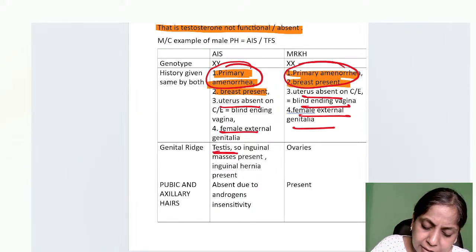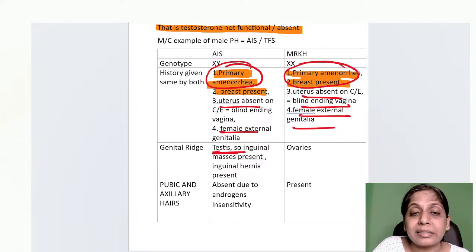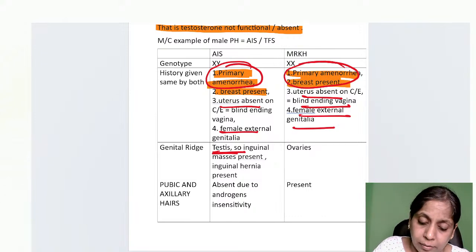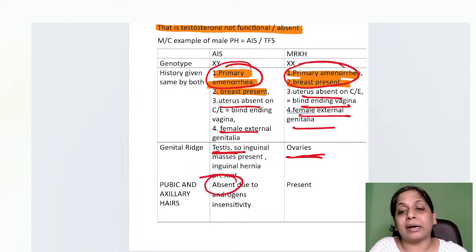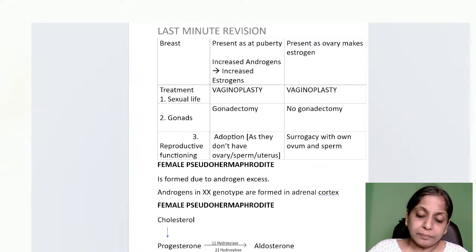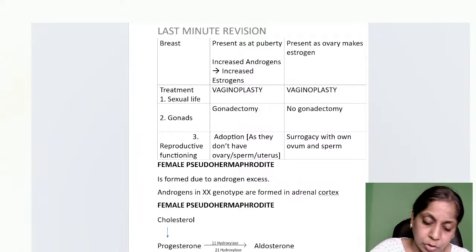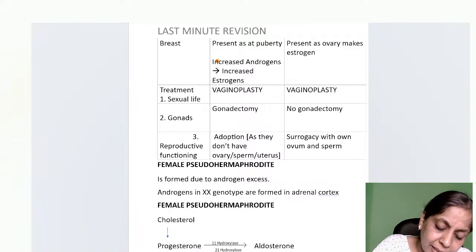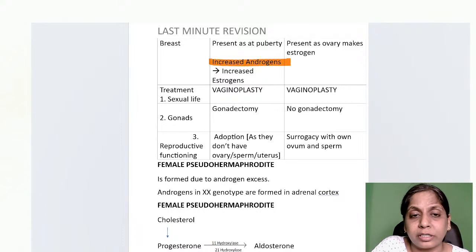In androgen insensitivity syndrome there is testis, whereas in MRKH there are ovaries. Pubic and axillary hairs are absent in AIS due to the androgen insensitivity, whereas they are present in the case of MRKH. The breast is formed in androgen insensitivity syndrome because there is increased androgens. The level of androgen is that of the males, and these increased androgens are acted upon by the aromatase enzyme, and estrogens are formed.